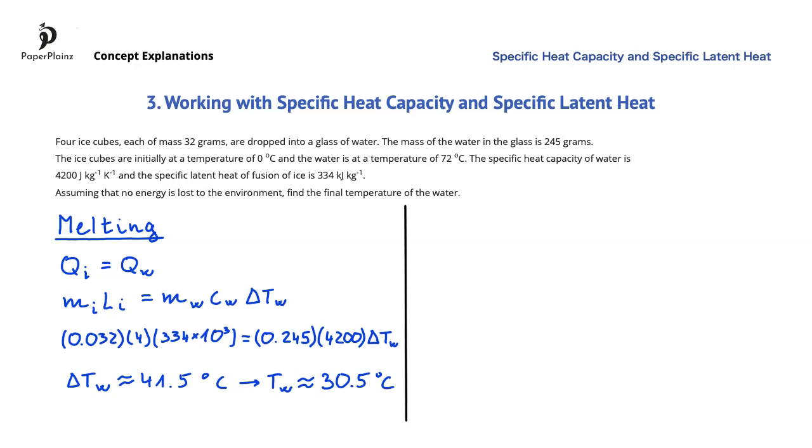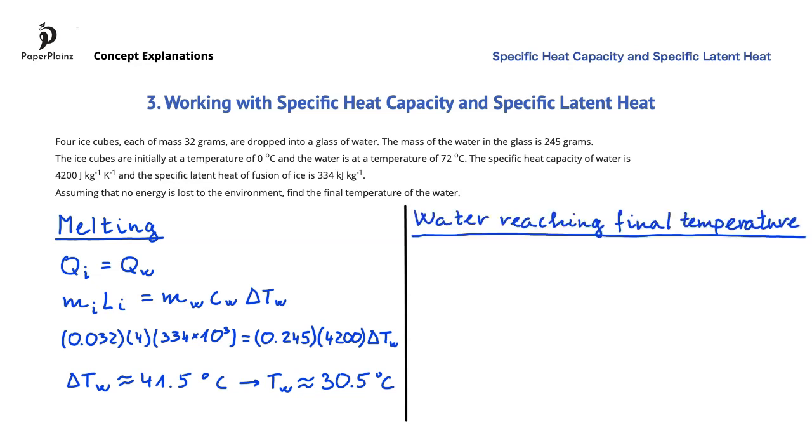Once the ice has melted, the water from the melted ice cubes is still at 0 degrees Celsius. During the second part of the process, the temperature of this water from the ice cubes will increase, and the temperature of the water that was originally in the glass will keep decreasing. When the water from the ice and the water originally in the glass reach the same temperature, energy transfer between them stops. This common temperature is the final temperature of the water in the glass. Let's see how to calculate this temperature.